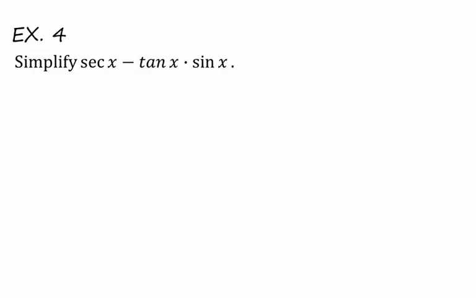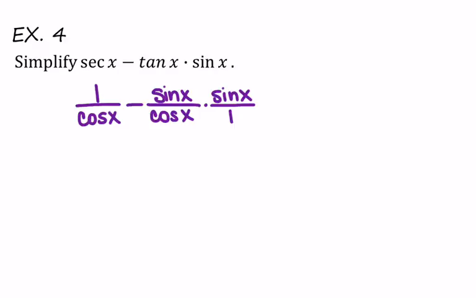Now, sometimes it seems like it gets messy for a while, and then all of a sudden things start to cancel out and things look a lot nicer and neater, and that's what it means to simplify. So I'm going to start by replacing secant x with 1 over cosine x. And then minus, I'm going to change tangent x to sine x over cosine x. And then I'm going to leave sine x like it is, and I went ahead and put it over 1.